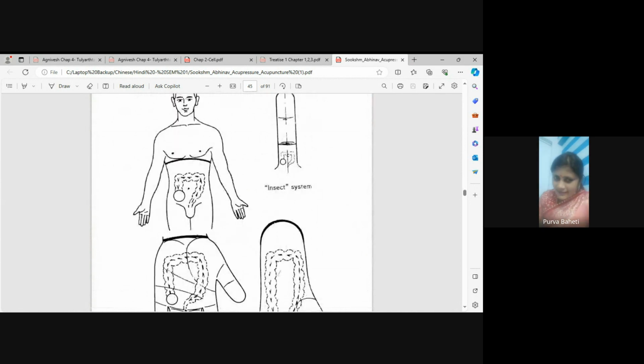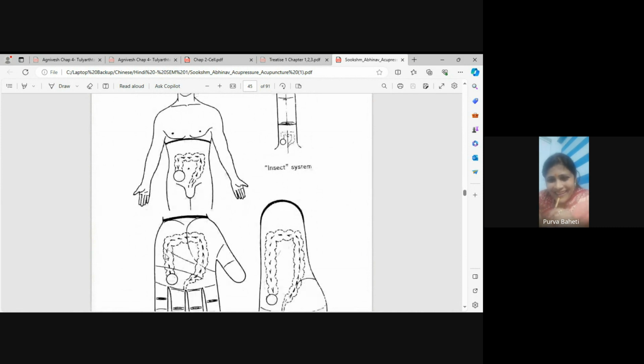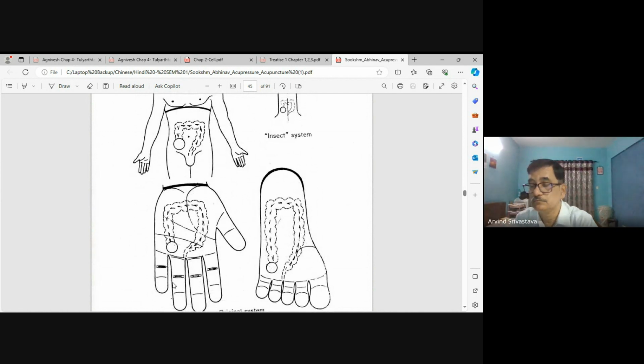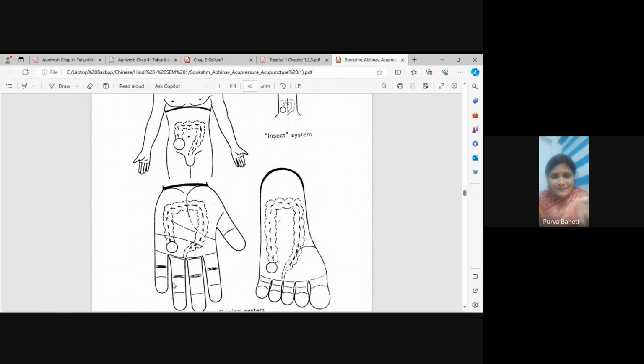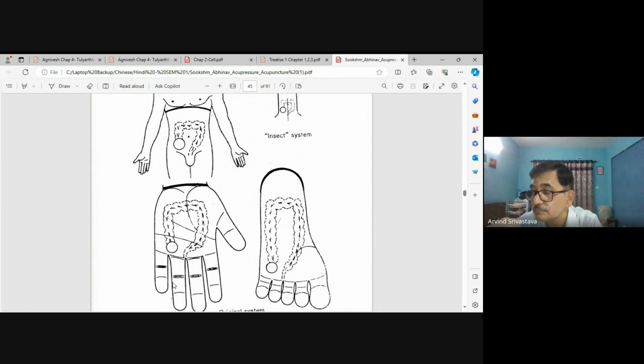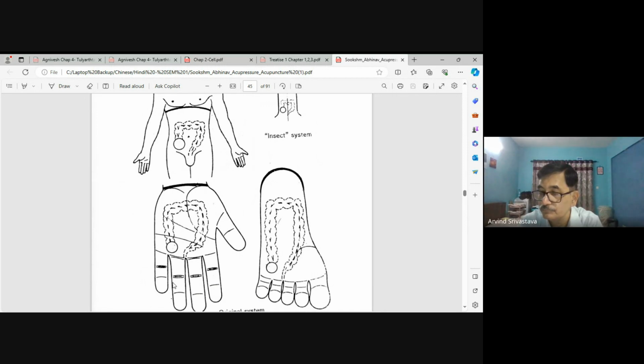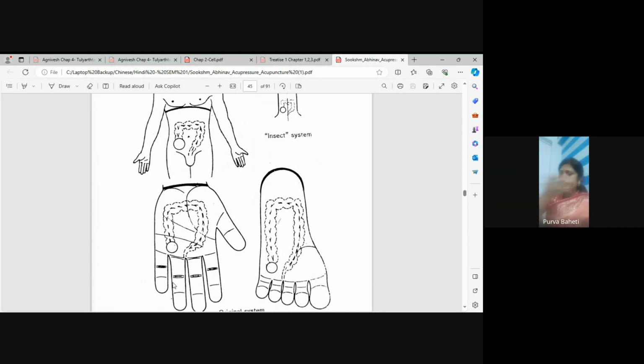Appendix is on the right side. You all show me where the appendix will be. Can anybody show me where the appendix will be? In the left hand, where will we treat the appendix? Left hand or right hand? We'll treat our appendix on the right hand because it's on the right side of the body. So the primary correspondence with the appendix is the right hand and the secondary correspondence is the left hand. Basically, the appendix being treated on the right side will give better results than being treated on the left side.